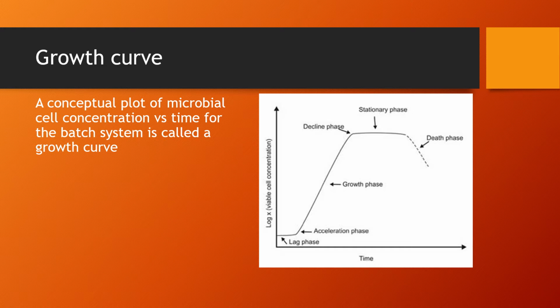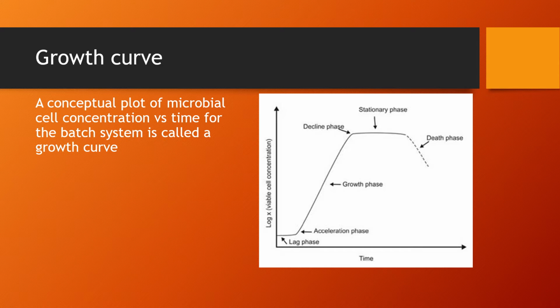Initially there is very little or negligible increase in the number of viable cells. Then there is an accelerated, exponential increase. The initial phase is called the lag phase, and where there is exponential increase, that is called the growth phase, or log phase, or exponential phase.